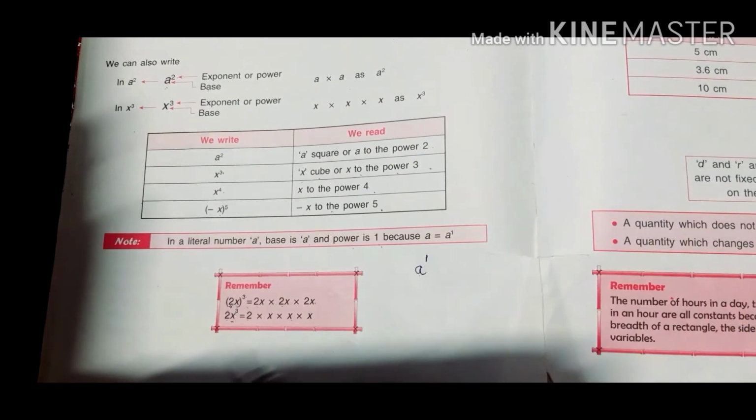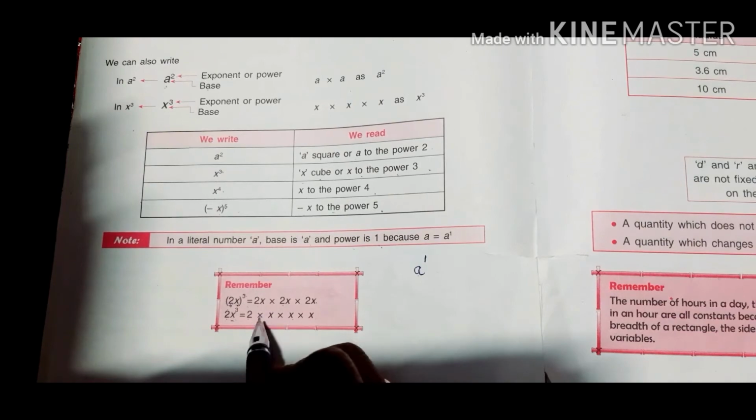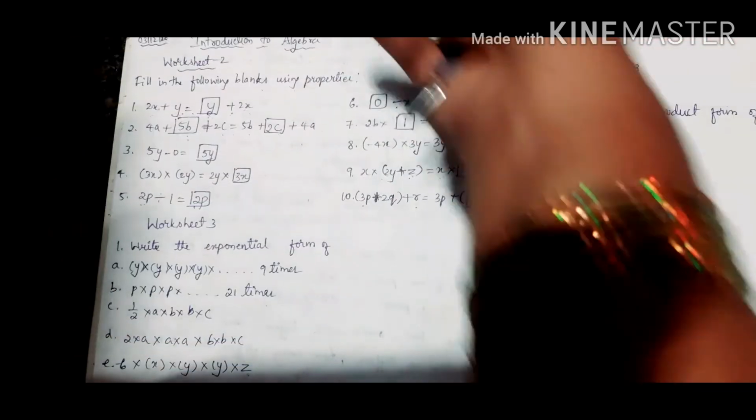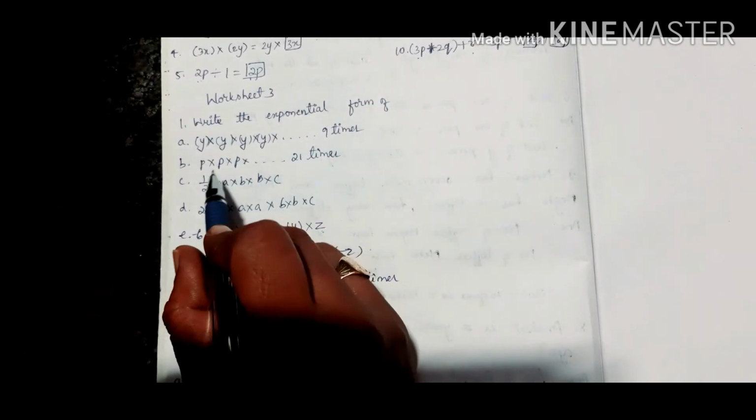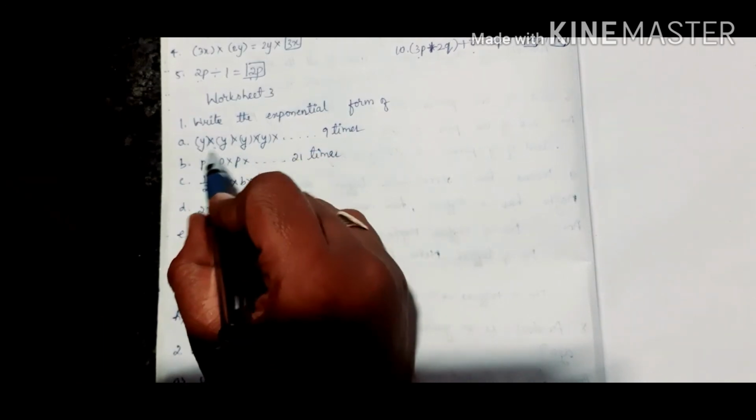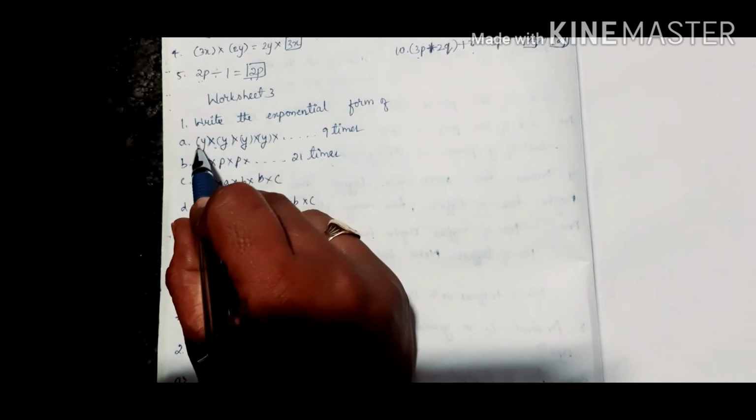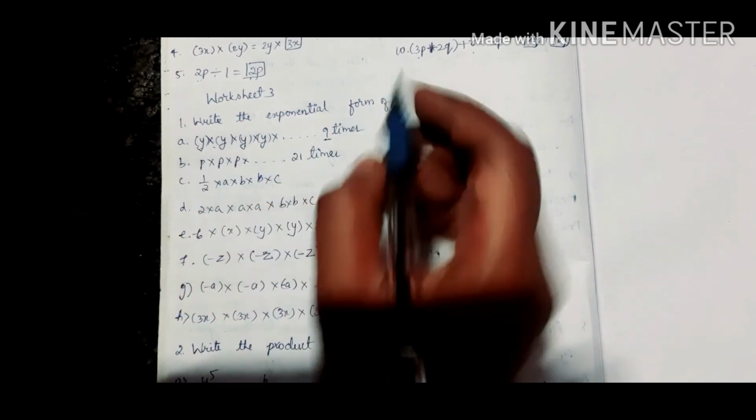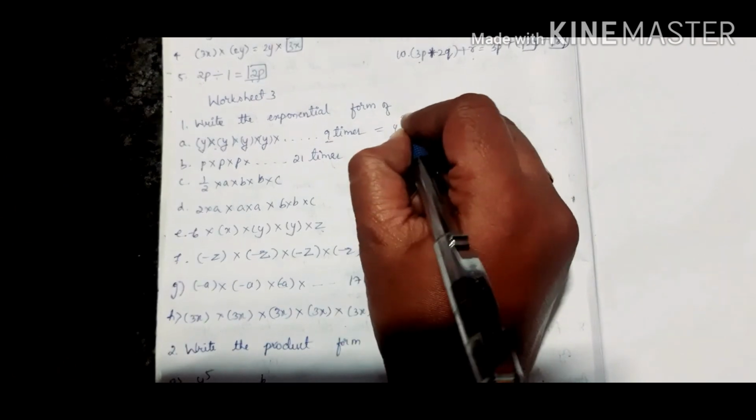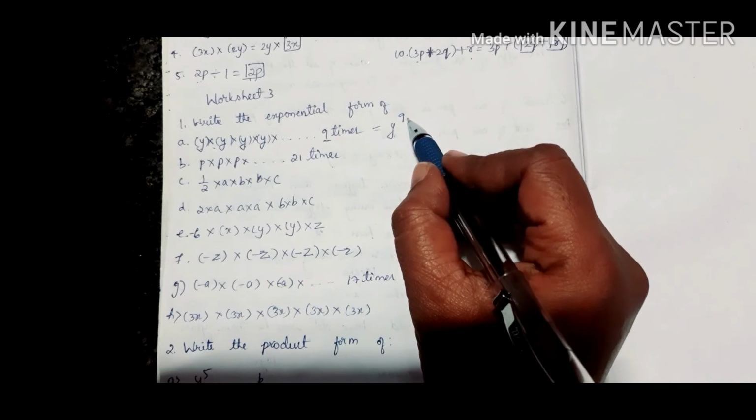Children, if you understand how to write the exponential form and also how to write it in the expanded form, we can solve worksheet number 3. First question is, write the exponential form of. Here you need to write the exponential form by counting how many literal numbers are multiplied. Here you can see y is multiplied 9 times. That means y to the power of 9. Here y is base, 9 is the exponent.